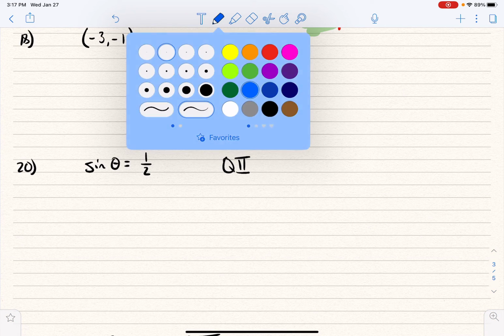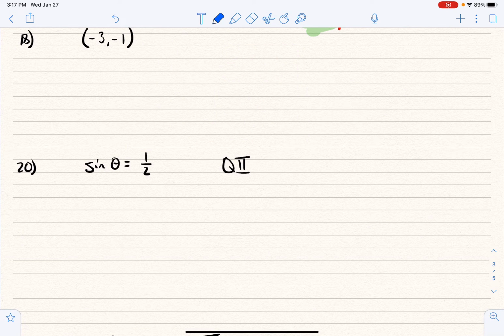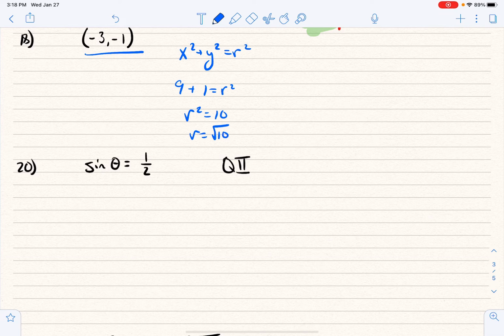We were given a problem that said theta passes through this point, -3, -1. Well, you take that and plug it into x squared plus y squared equals r squared, because we're given x and y. We know 9 plus 1 is equal to r squared. So therefore, r squared is equal to 10, and r is equal to the square root of 10. Once we have that, we can get all of the trig functions.